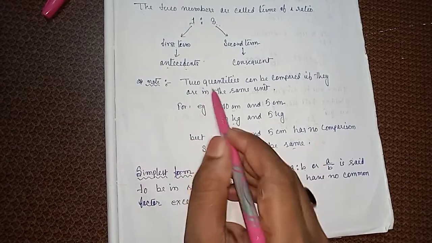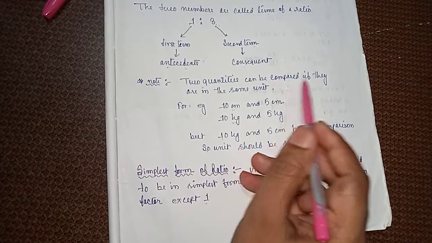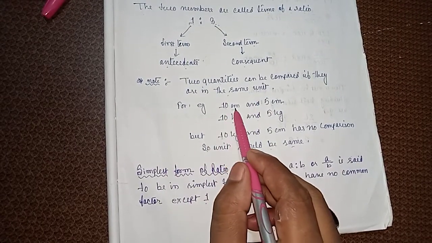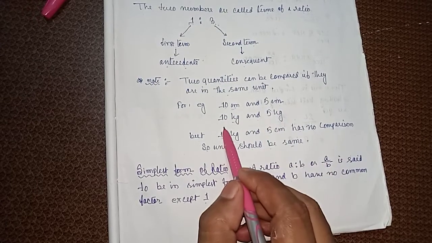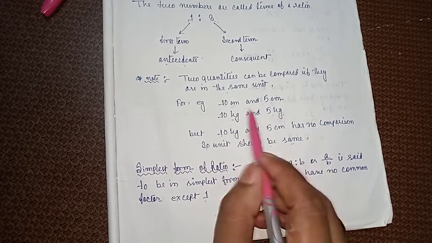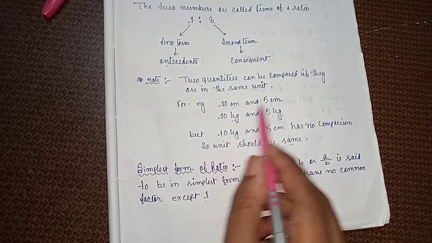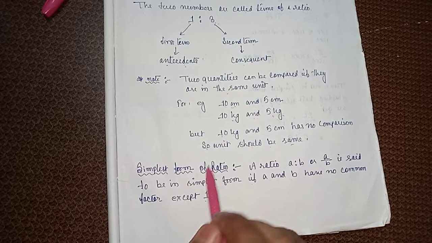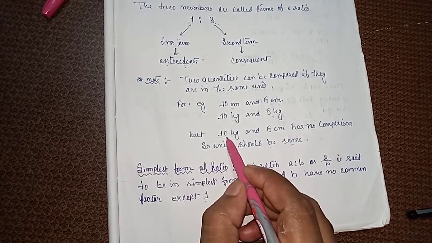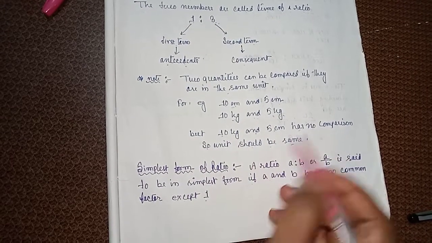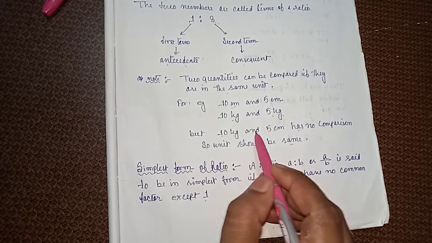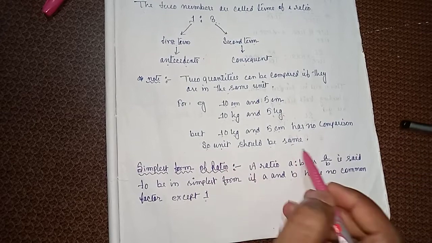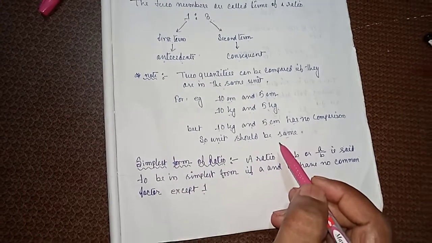Now there is a note. 2 quantities can be compared if they are in the same unit. For example, 10 centimeter and 5 centimeter, 10 kg and 5 kg. What does it mean? You see here units are the same, centimeter and centimeter, kg and kg, but 10 kg and 5 centimeter have no comparison because units are not the same. So we have to keep the unit the same to compare 2 numbers.